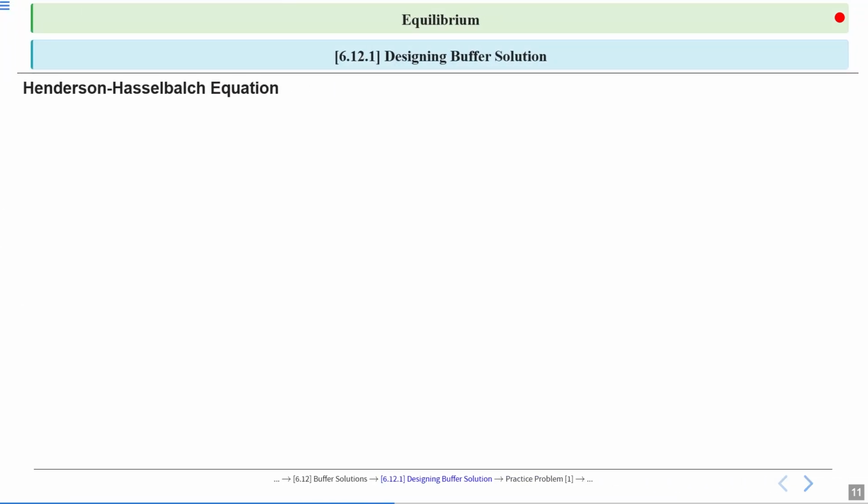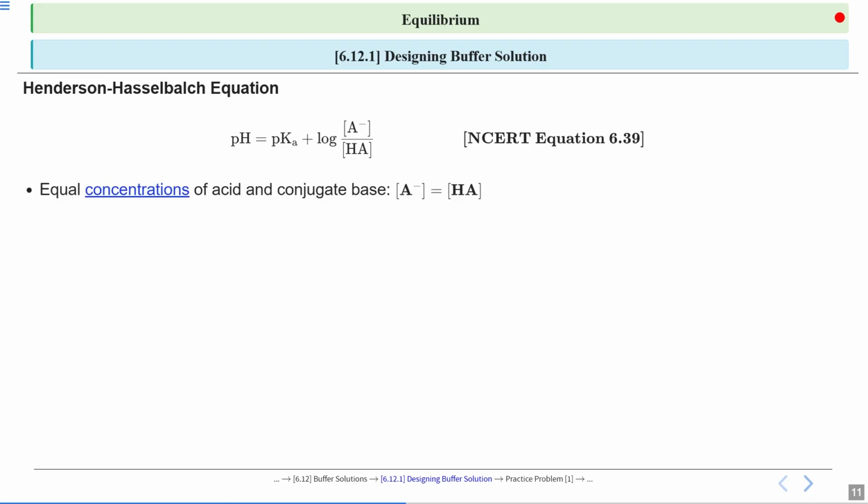Now, moving on further, we will look at some aspects of this equation. Suppose we again took equation 6.39 of the NCERT. Then what we can do is equate both concentrations, taking the same concentration of conjugate base and acid. So in a way you are taking the same concentration of salt and acid, right?